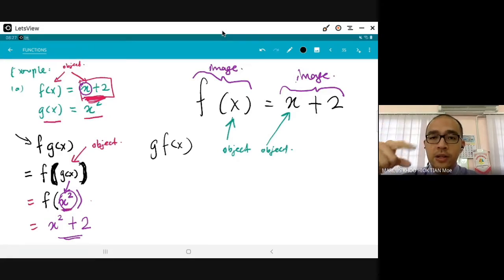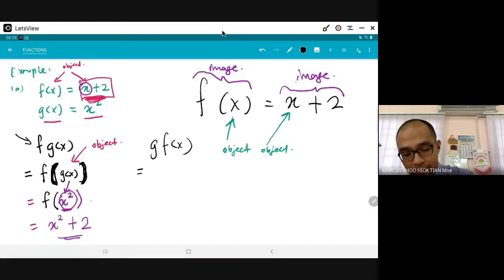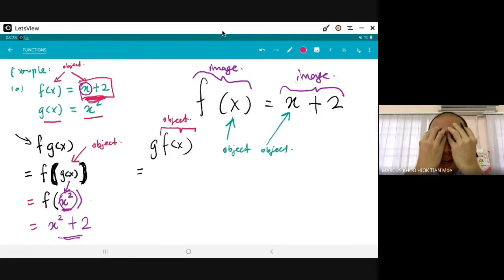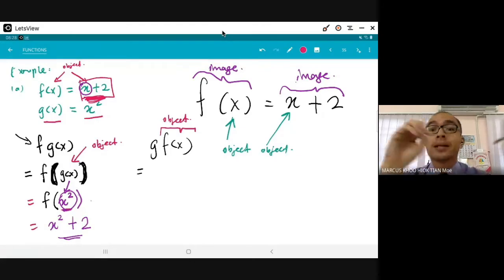In this f(x) composite function? Very good. Okay, my object now is f(x). So this is my object. Notice the object can also be a function. The object can be anything, as long as we understand that if we put an object into the image, next to it we must put the same object into that image.